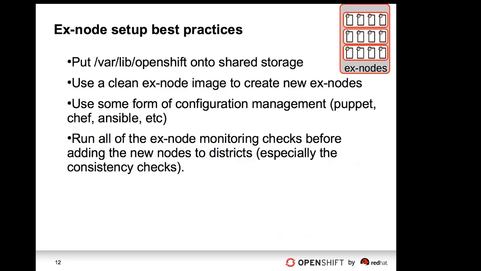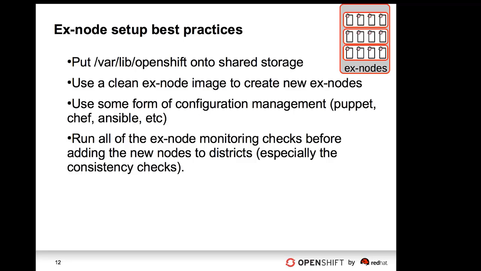Onto our node best practices. So we put /var/lib/openshift onto shared storage. In this way, we can actually take a node, and if the node goes down, we can detach the shared storage, create a whole new node, and attach the shared storage, and then be up and running with the gears in a matter of a few minutes.